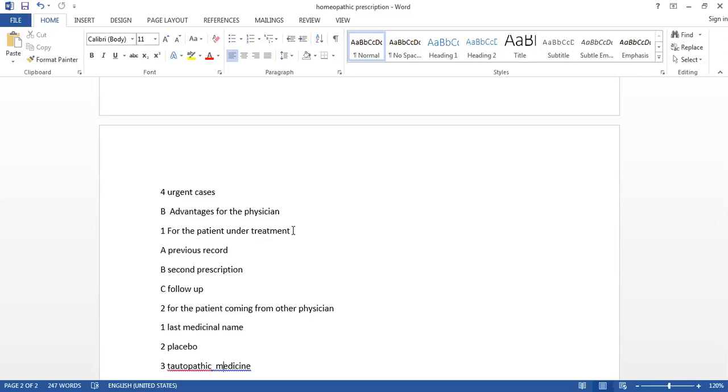Second thing is that it is the most important thing, that is the second prescription. So in the second prescription, we can give the complementary medicine, cognate medicine, then follow-well medicine or placebo. If you know the previous medicine, its potency and the repetition, then we can easily give the second prescription, because we give the second prescription when the first prescription acted well. So in respect to that, the previous medicine is important, which we will get from the prescription.